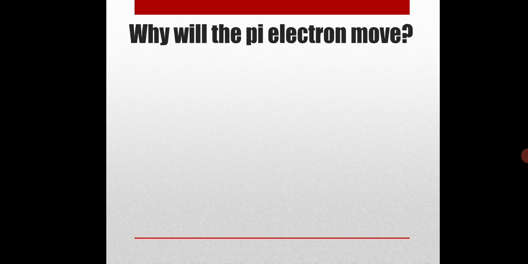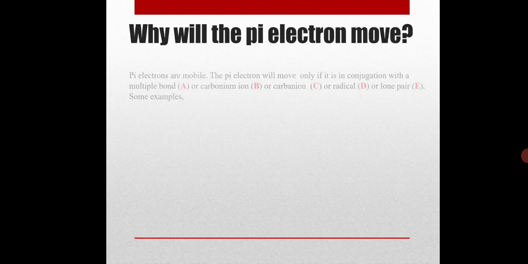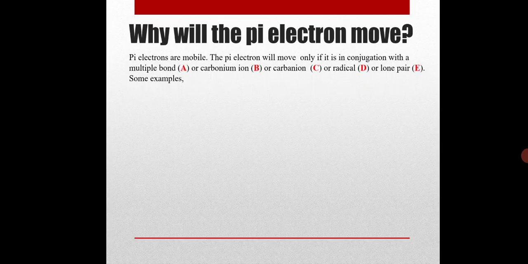But the first question that comes to our mind is, why will the pi electron move? Is there any driving force for the movement of pi electrons? Yes, we all know that the pi electrons are mobile. Pi electrons will move only if they are in conjugation with a multiple bond, or in conjugation with a carbocation, carbanion, carbon radical, or lone pair electrons.